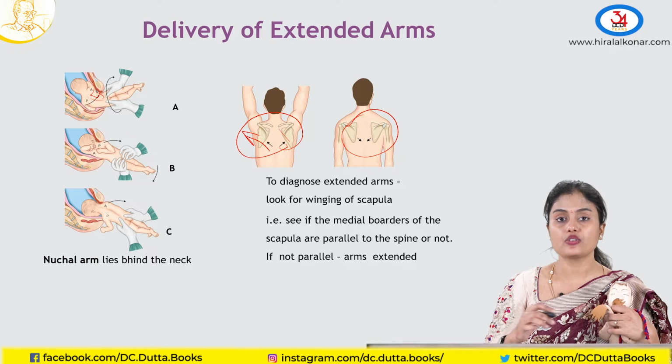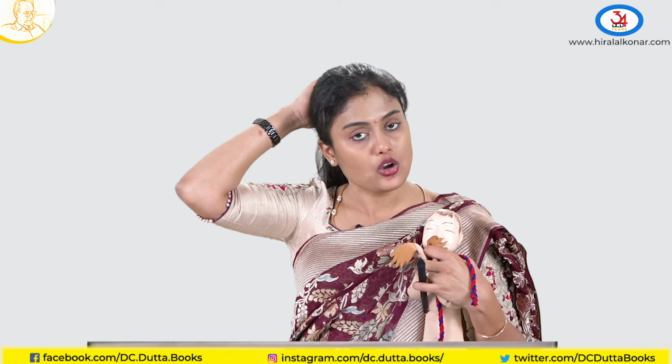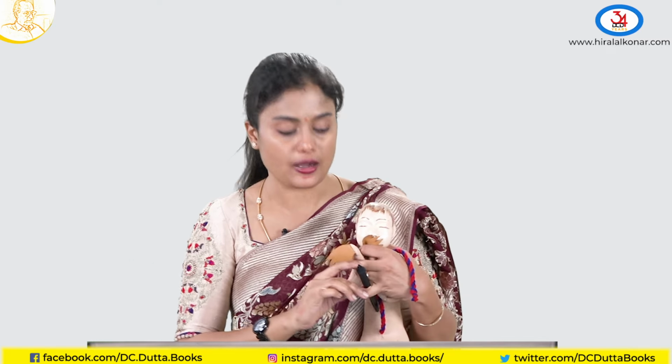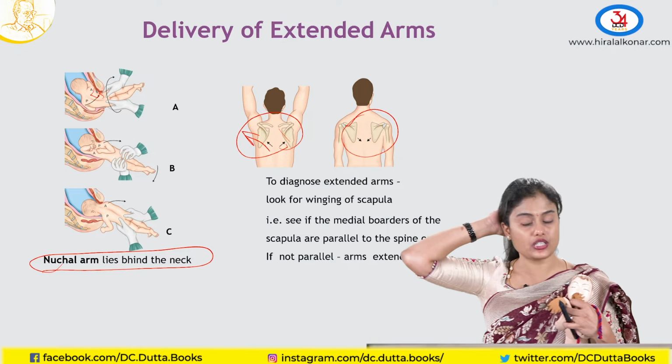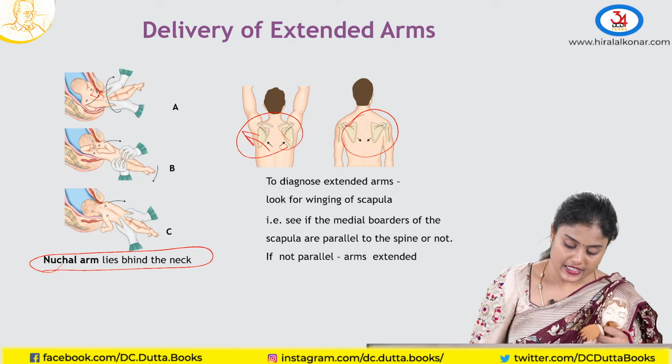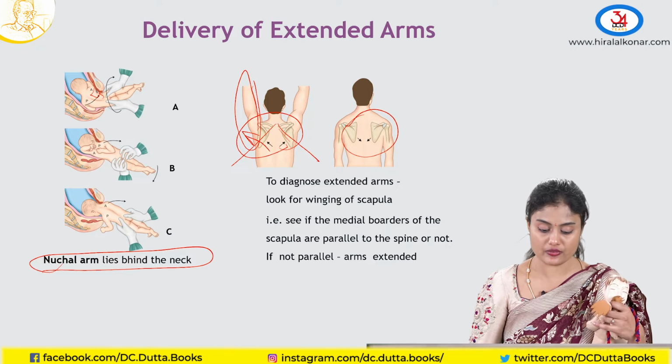Or even in cases of nuchal arm. What is nuchal arm? When the baby's arm lies behind the head, behind the neck, like this. If the baby is holding like this, then this is a nuchal arm. And if the hand is extended like this, the scapula will be wide apart. That shows as winging of scapula.